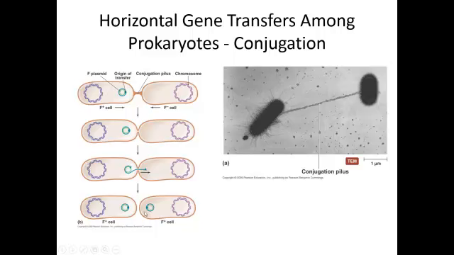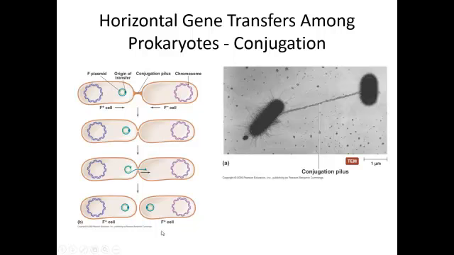So the recipient cell doesn't get the entire plasmid. So it doesn't turn into an F plus cell, nor does it turn into an HFR cell. But it does pick up some of the genes from the HFR cell. And so it will achieve horizontal gene transfer through conjugation.